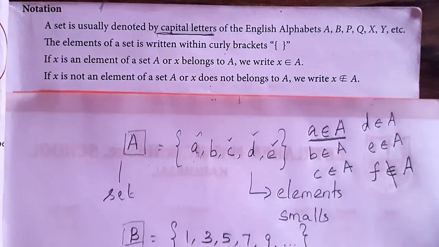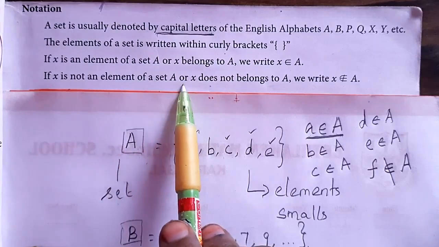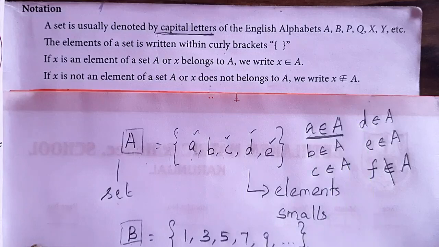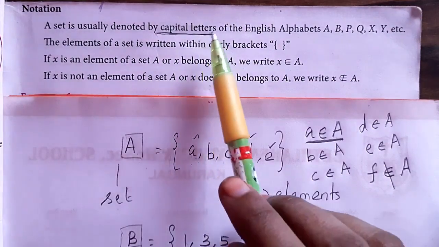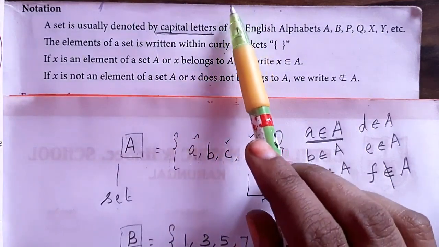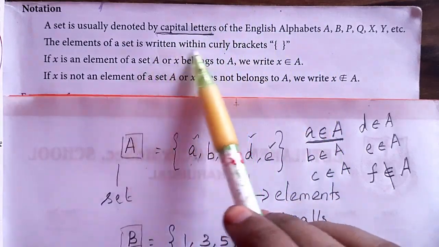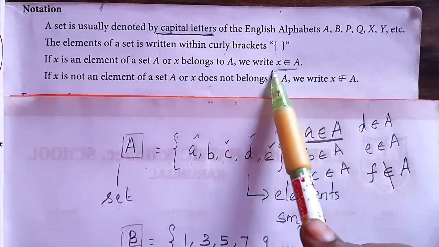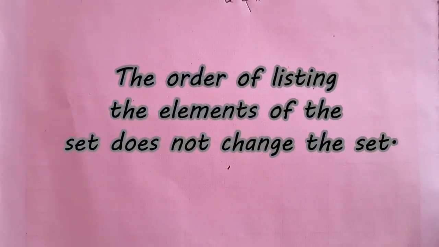So next one. If x is not an element of a set A, or x does not belong to A, we write x does not belong to A. Just now I explained how to write it. So these are the notations. I'll repeat once again. Capital alphabets we will use for the set. Then elements we will denote with curly brackets. Then belongs to, you should remember the meaning. Then does not belong to. One example is given in your book.